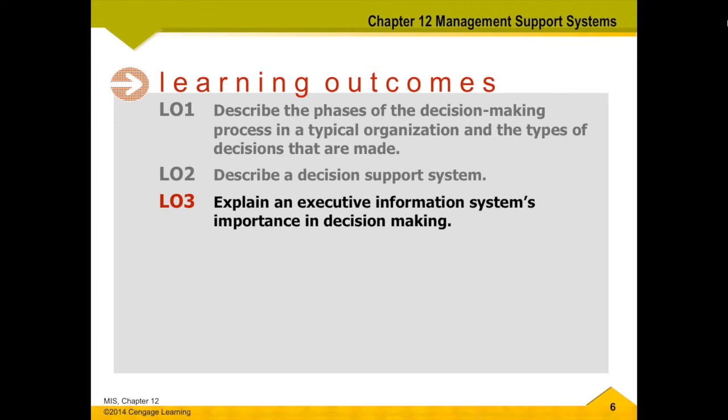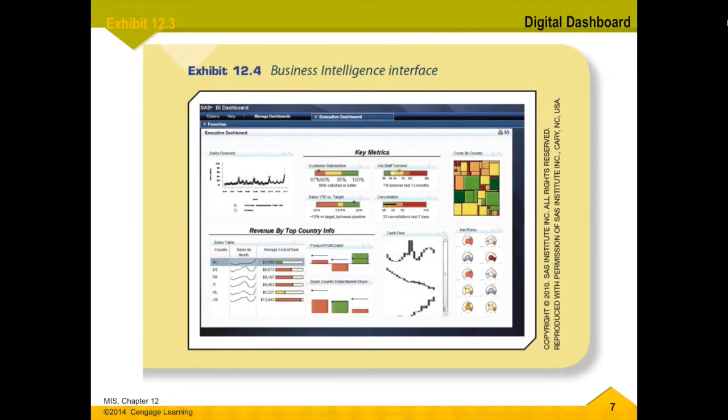Okay? And one way in which we do that is we create what are called digital dashboards. Okay, and here's an image of a digital dashboard. Notice that we have key metrics here, and you'll learn about metrics. Okay, but essentially it's a measurement. And in this case, they've identified 4 key metrics for this particular business: customer satisfaction, key staff turnover, cancellations, and sales year-to-date versus whatever the target happens to be.